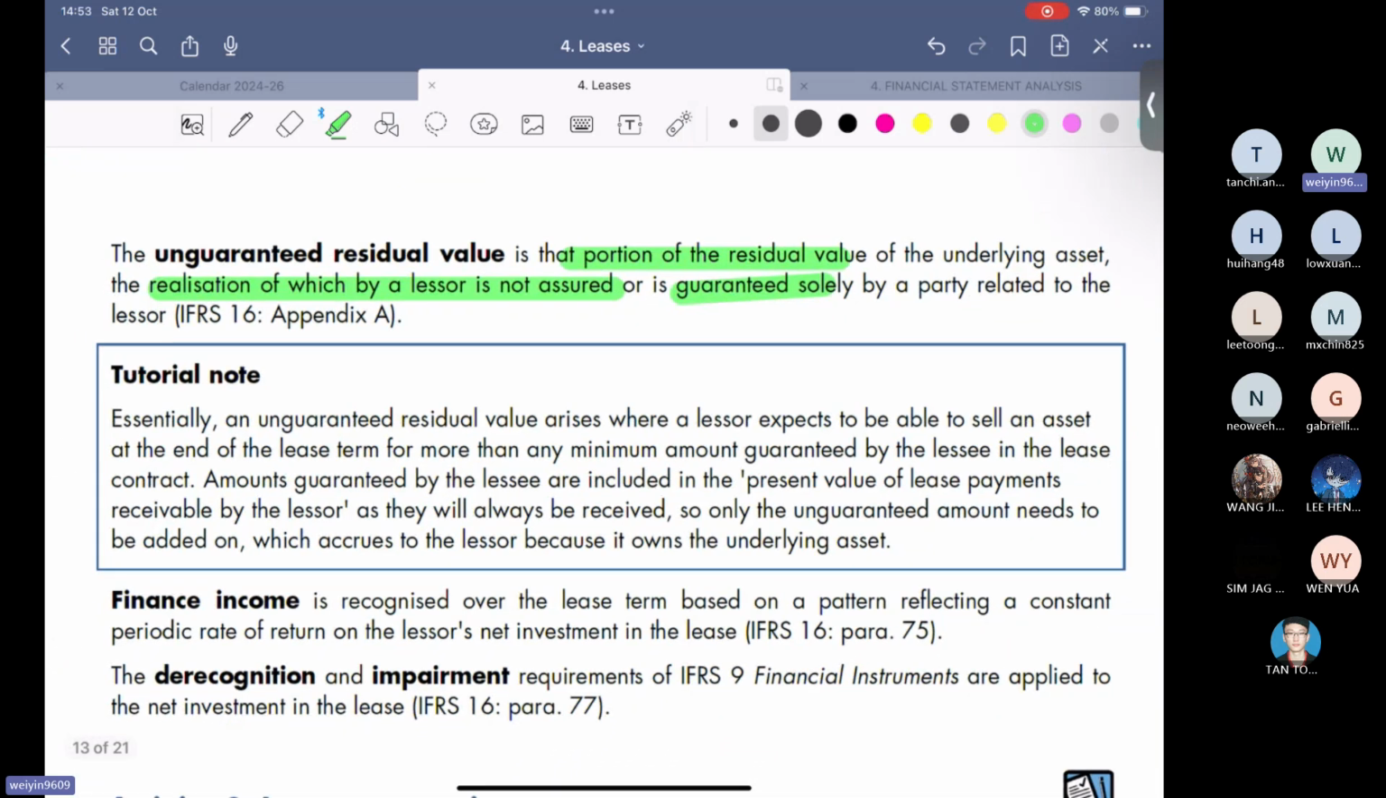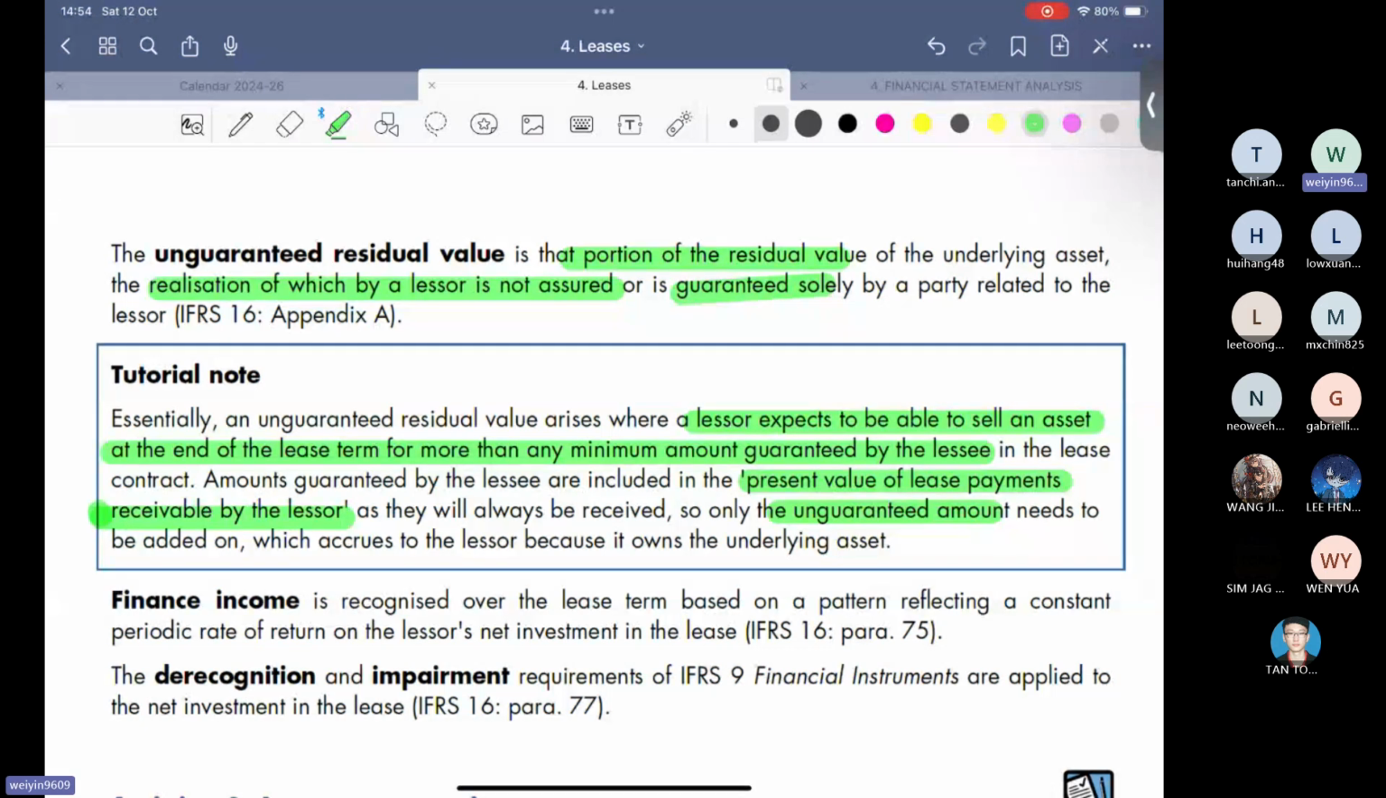So that's why under the explanation, it arises where the lessor expects to be able to sell the asset at the end of the lease term for more than the minimum amount which is guaranteed by the lessee. So this amount guaranteed by the lessee is included in the present value of the lease payment by the lessor. So it will always be received. So only the unguaranteed amount needs to be added on.